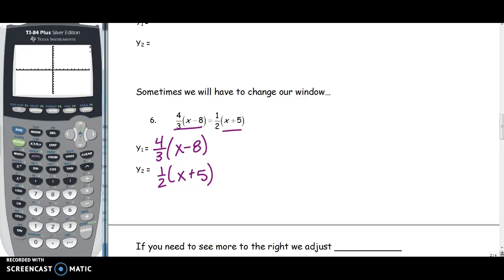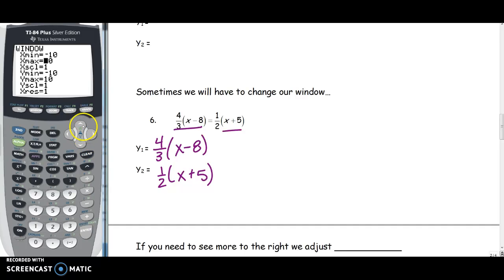Okay, if you hit graph, what you're going to notice is that your lines do not intersect on the screen. So what we're going to have to do is we're going to have to make this quadrant 1 bigger. In order to do that, you go to Window. Okay, x minimum, notice it's a negative, that controls how many units you see on the negative side of x. X maximum changes how many units you're going to see on the right side of x. Your scale is 1, which means every tick mark you see on the graph is 1 unit.